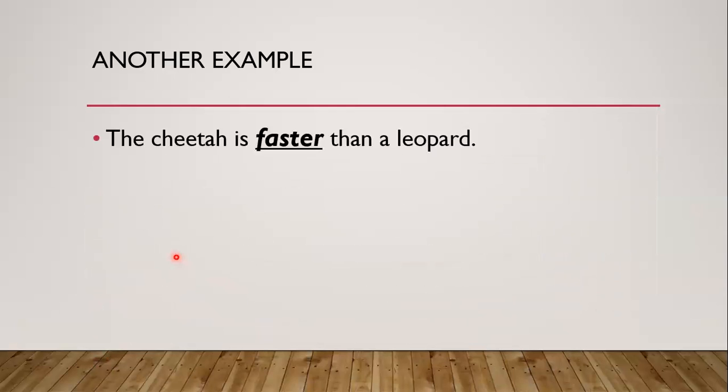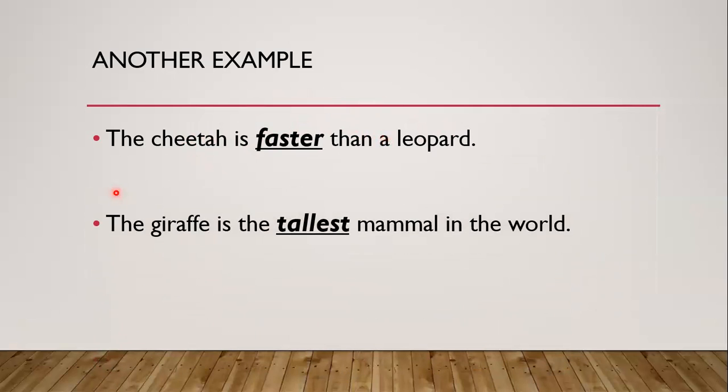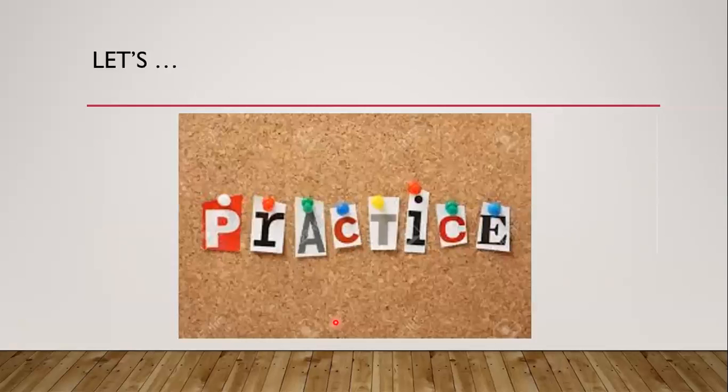Another example is the cheetah is faster than a leopard. So we're comparing the cheetah and the leopard, and we said that the cheetah is faster than the leopard. Now, the giraffe is the tallest mammal in the world. It's the tallest of all the animals, of the mammals in the world. So there's nothing that compares to it. That's why we use the tallest. As a trick, we could say that you add ER when you compare between 2 things. ER, you have 2 letters to add. And when you compare with more than 3 things, or like of all, you use EST. That's a trick.